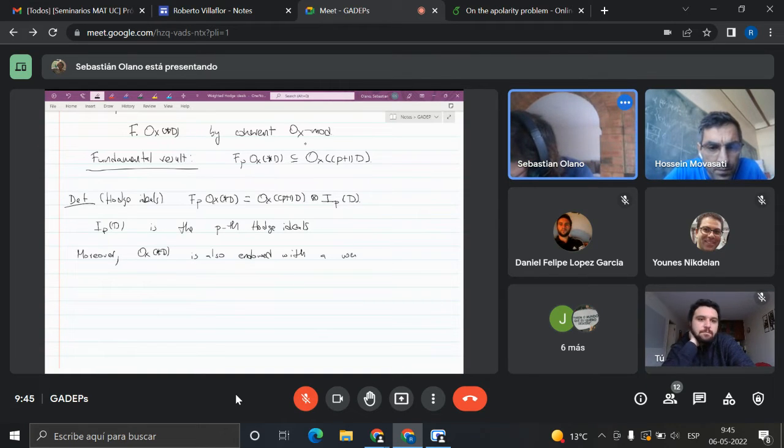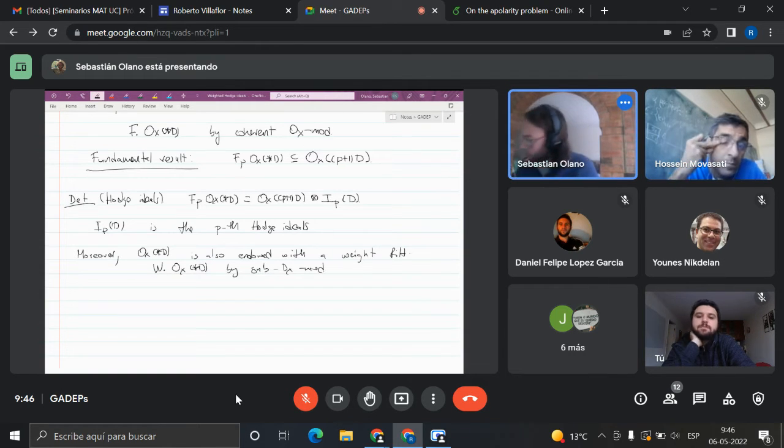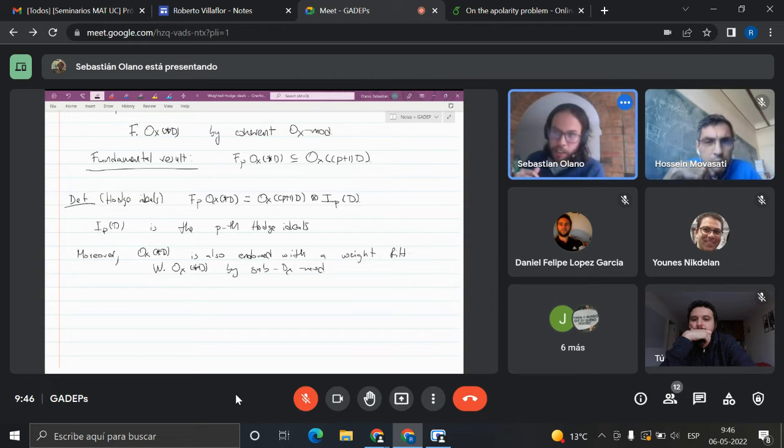So with a weight filtration, in this case we use the notation W_• O_X(*D), but this is a filtration by sub D_X-modules. Okay, so now instead of studying the Hodge filtration of O_X(*D), the plan is to study the Hodge filtration of each of these sub D_X-modules.